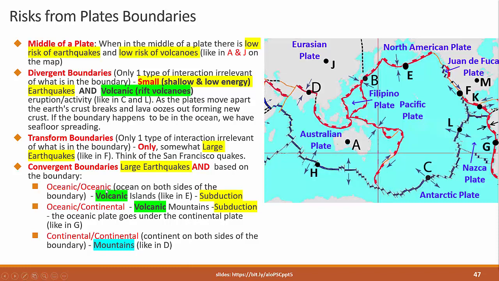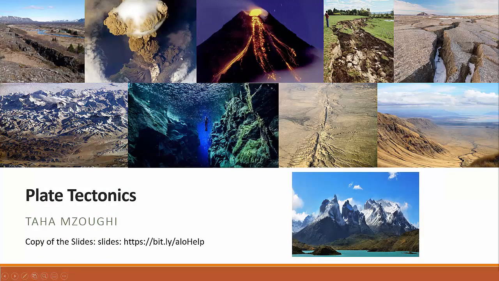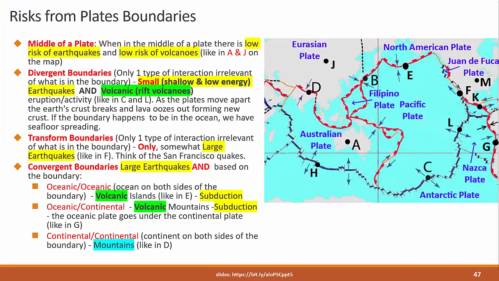So oceanic convergent, oceanic continental convergent, whenever we have ocean, we have volcanic activity and large earthquakes. But if both sides are continental, we get large earthquakes and mountains. Here is a picture of the mountains. This is the Himalayas being looked at from the top. That's the way they look from the top. That's convergent boundary, continental. Okay, let's practice this a little bit.